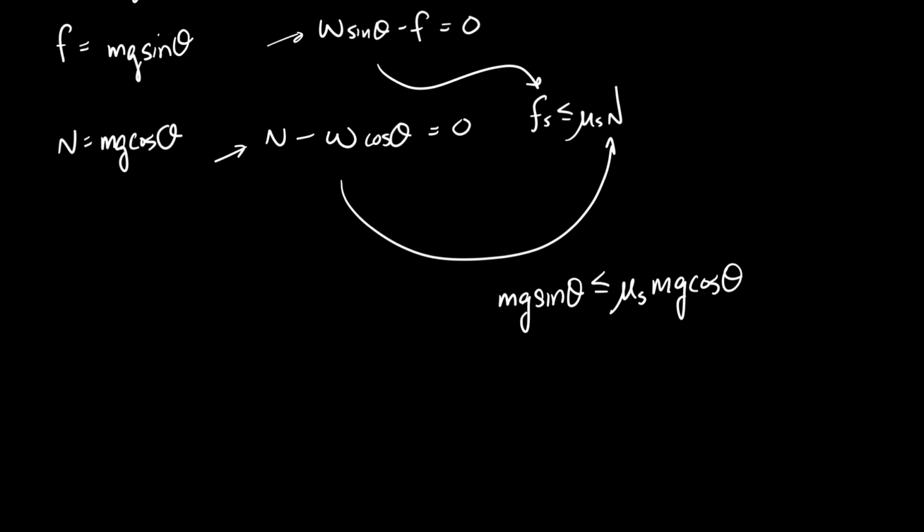Now I can cancel some stuff out. Apparently the mass of the calculator doesn't matter. So I can cancel that out. Actually, it looks like g doesn't matter either. I can cancel that out too. But that does leave me with sine theta on this side has to be less than or equal to mu s times cosine theta on this side. We're trying to solve for theta. Can you see a method to solve for theta here? What's the method? Go ahead.